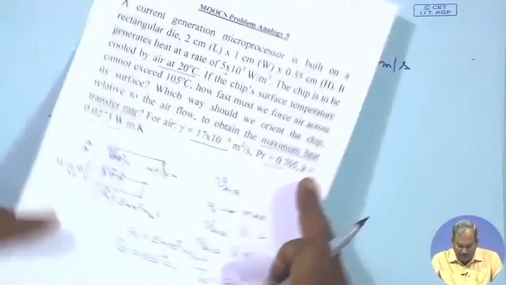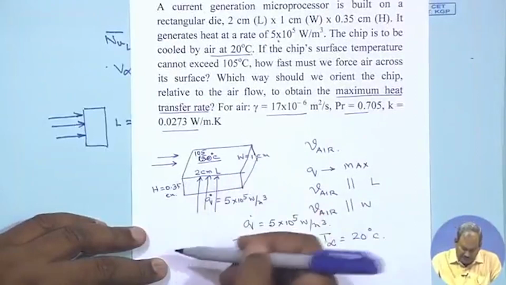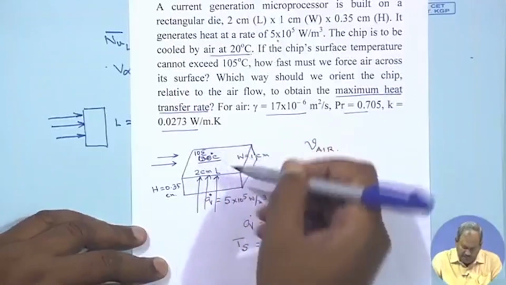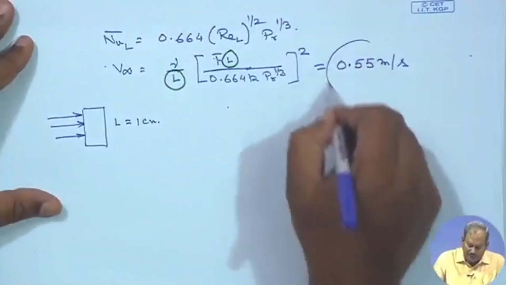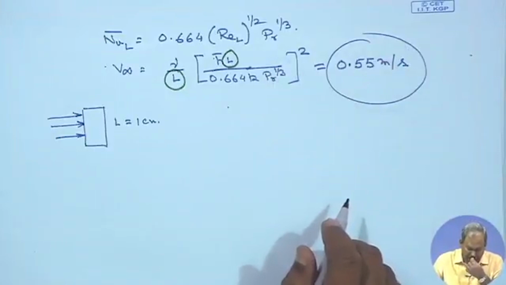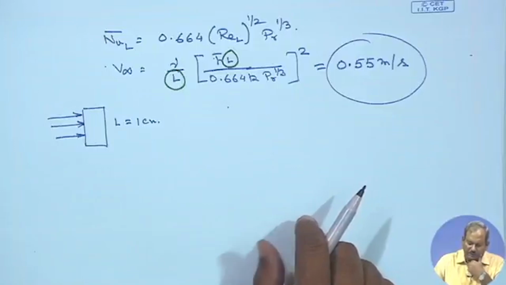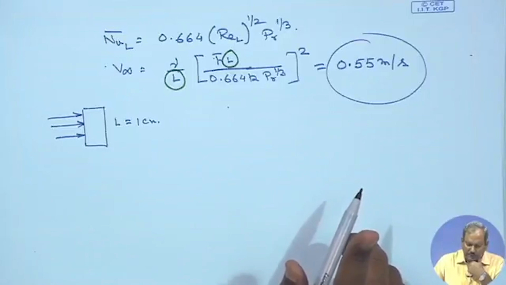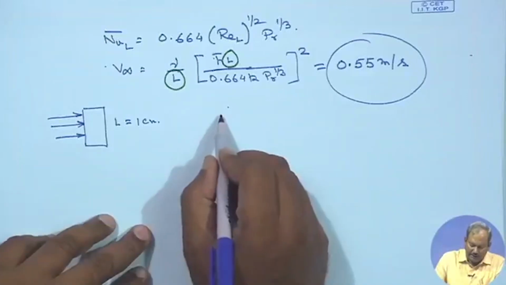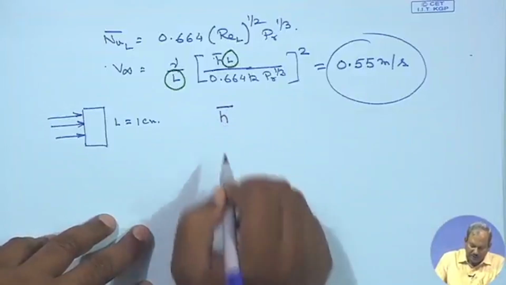So, as you have seen in this case, this is 2 centimeter and this is 1 centimeter. So, you want to have the flow in this direction. So, the corresponding length scale would be equal to 1 centimeter, and when you do that, you are going to find out the value of the air velocity required for this case is 0.55 meter per second. One more point, and then we would stop any further discussion on this, is we are calculating the value of h bar.